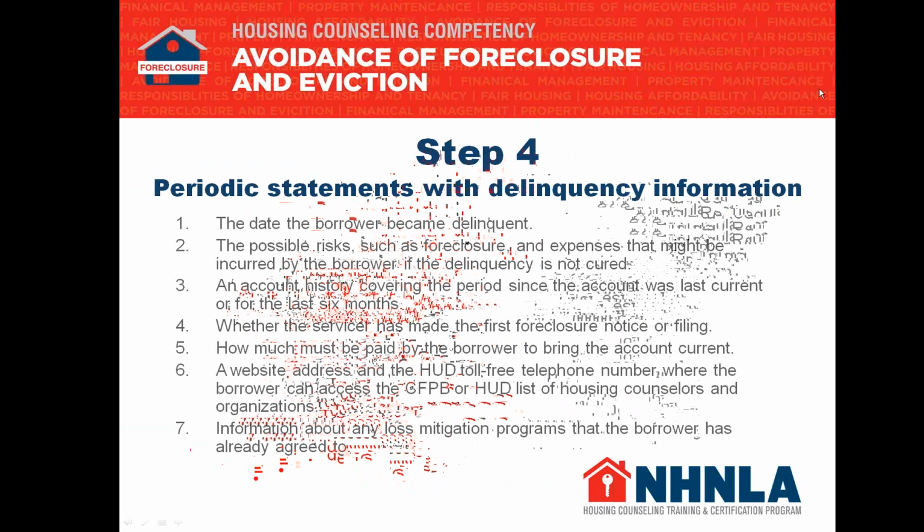The date the borrower became delinquent has to be on it. Possible risks such as foreclosure and expenses that might be incurred by the borrower if the delinquency is not cured. An account history covering the period since the account was last current or the last 6 months. Whether the servicer has made the first foreclosure notice of filing. How much must be paid by the borrower to bring the account current. It must also include a web address and the HUD toll-free number where the borrower can access the CFPB or the HUD list of housing counselors and organizations. And then information about any loss mitigation programs that the borrower has already agreed to. So this has to be sent to the borrower periodically.